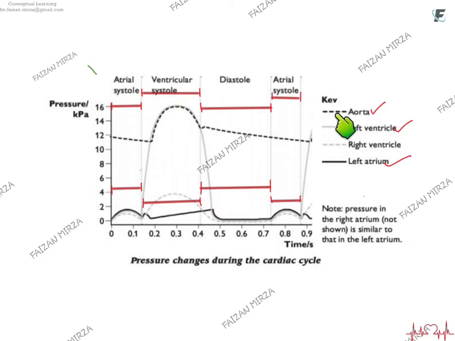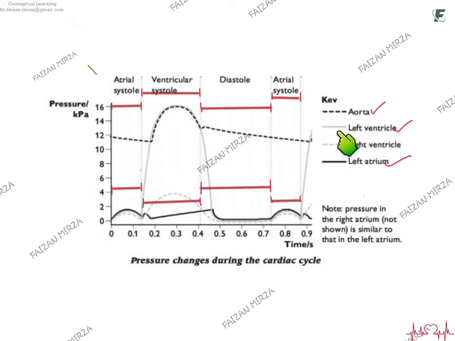This line shows you aorta pressure. So you can see the pressure of aorta. In atrial systole, it goes down. In ventricular systole, after some moments, it starts to rise, it falls down, and during diastole, it goes down once again, and the atrial systole follows.